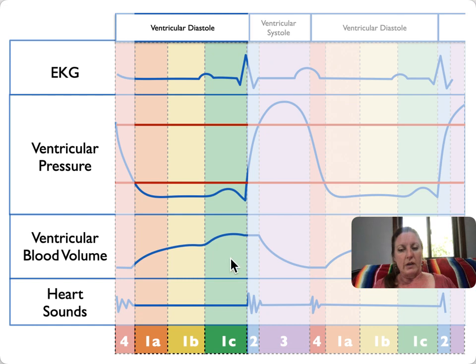So I'm going to focus on just the ventricular filling part. And we're going to talk about what's happening with pressure here. So take a look at this, where the ventricular pressure has just become lower than the pressure in the atria. So this is what accounts for the sudden, rapid increase in blood volume in the ventricles.